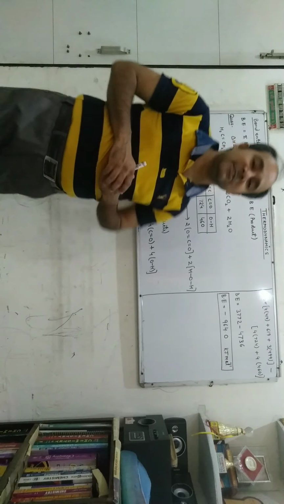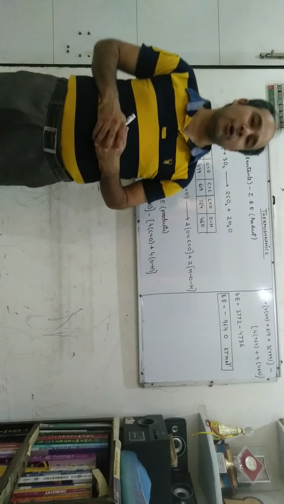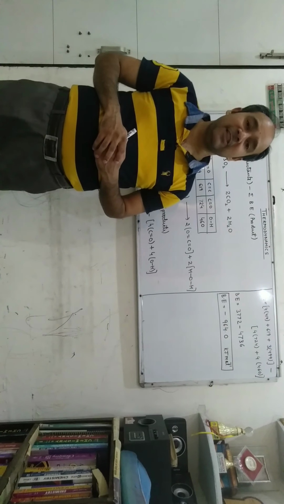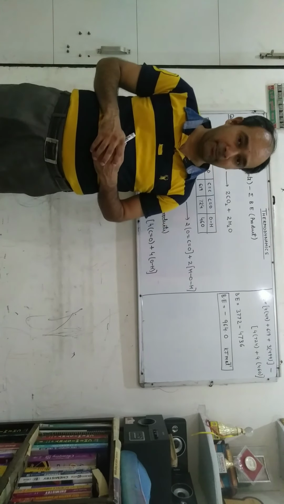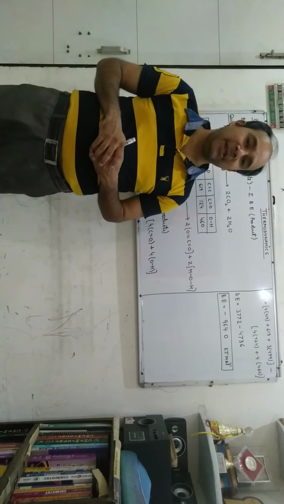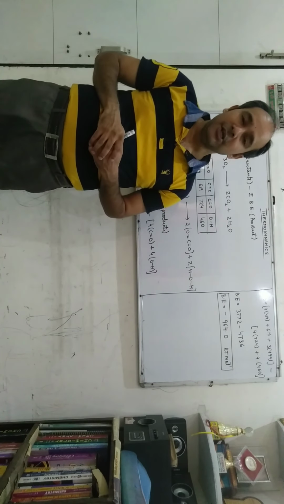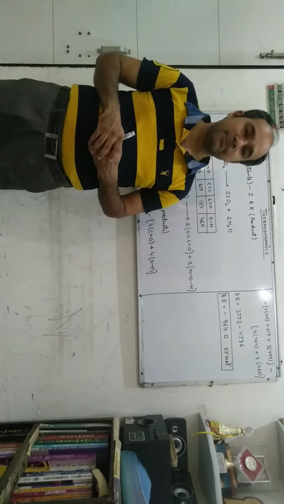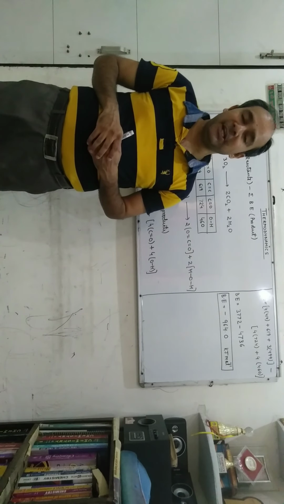Now let us discuss the first limitation of the first law of thermodynamics. Students, the first law of thermodynamics could not explain the spontaneity of the reaction. I repeat again: the limitation of the first law of thermodynamics is that it could not explain the spontaneity of the reaction. Students, there are two types of process. The first is a spontaneous process and the second is a non-spontaneous process.